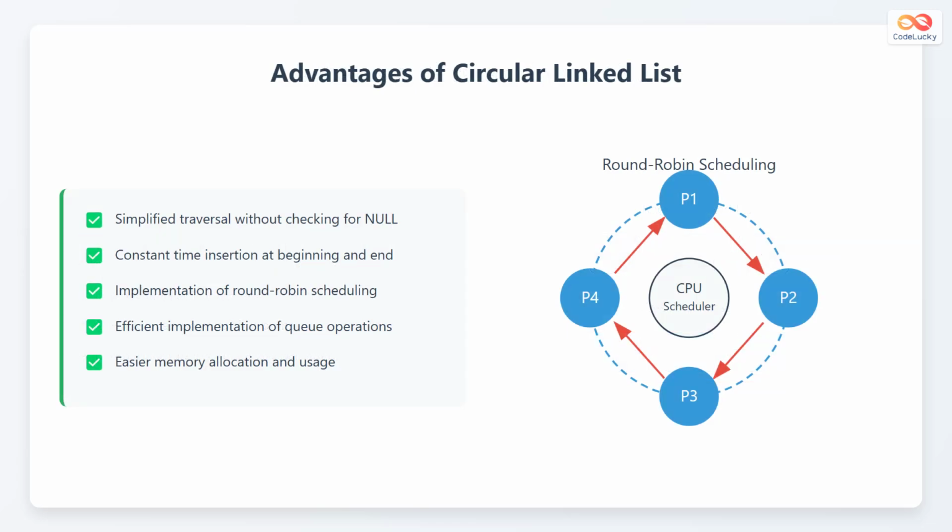Circular linked lists come with some advantages. Traversal is simplified because there is no need to check for a null value. Insertion at the beginning and the end can be performed in constant time. These lists are suitable for applications like implementing round-robin scheduling algorithms and for efficient queue operations. Memory allocation and usage are also more efficient. For example, in round-robin scheduling, processes are arranged in a circular fashion, and the CPU is allocated to each process in turn.